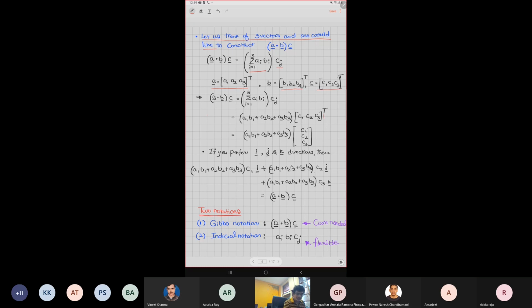A dot B means summation a_i b_i, which is a1 b1 plus a2 b2 plus a3 b3, multiplied by c_j, c1, c2, c3, which is a1 b1 plus a2 b2 plus a3 b3 multiplied by c1, c2, c3 as a vector. Fine. Now, if you prefer it in terms of directions, then one can write it like a1 b1 plus a2 b2 plus a3 b3, c1 multiplied by i bar, plus a1 b1 plus a2 b2 plus a3 b3 multiplied by c2, j bar, plus a1 b1 plus a2 b2 plus a3 b3, c3 multiplied by k bar.